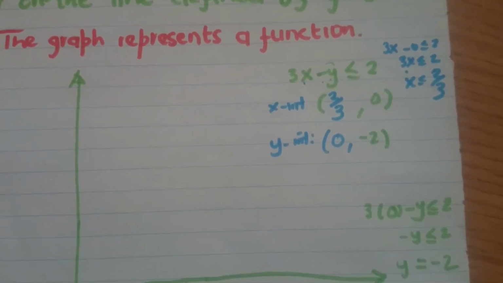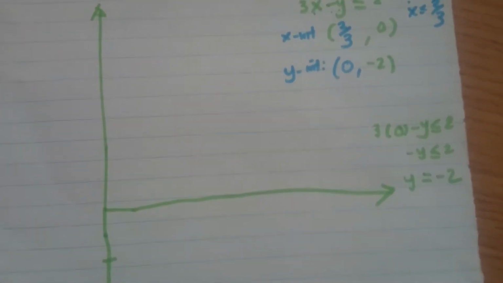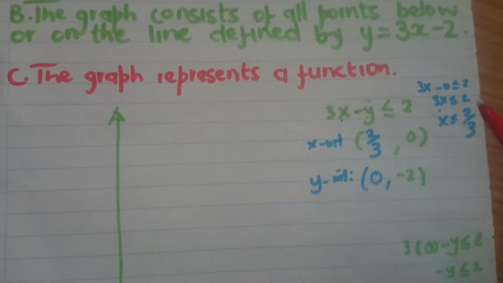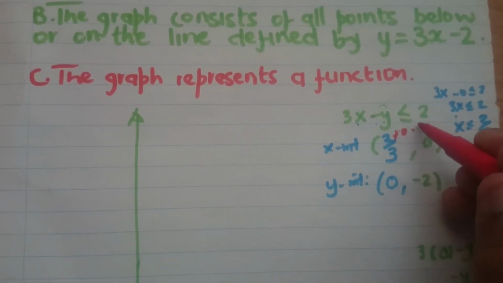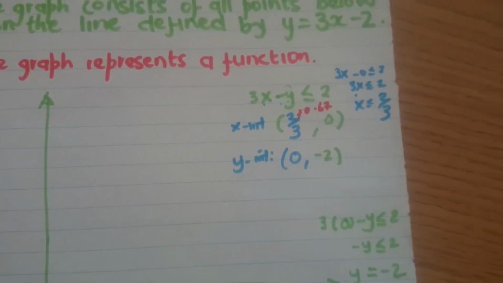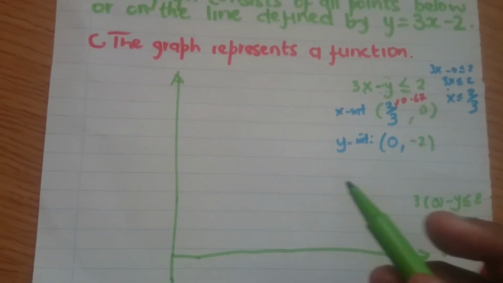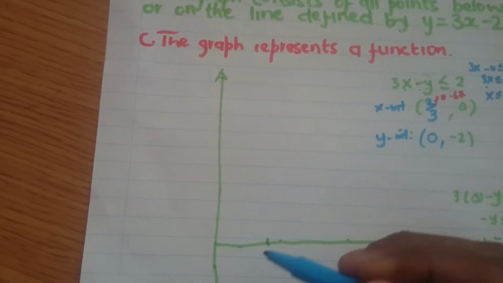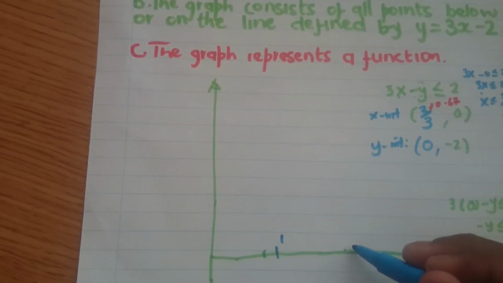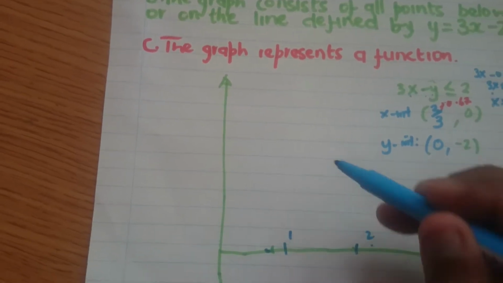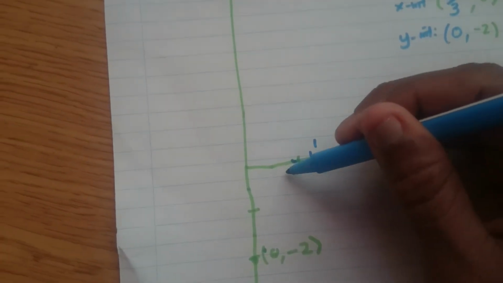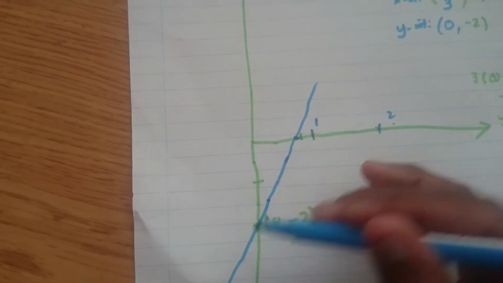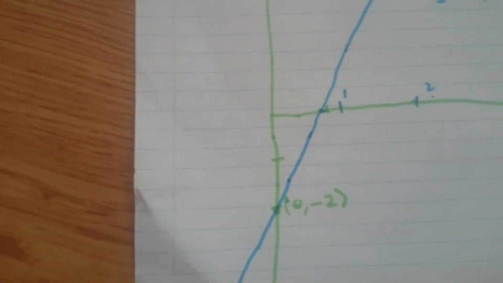And our x-intercept is 2 over 3, 0. But 2 over 3, if you put it in decimal, is like 0.67, approximately 0.7. That's our x-intercept. So if this is 1, this is 2, 0.7 is somewhere here. So then we can connect this graph. I was not good at drawing graphs, but I can try here, do my best. So this could be the equation of a line.